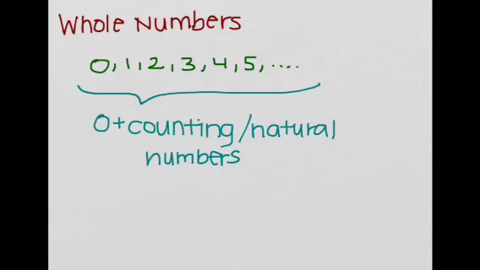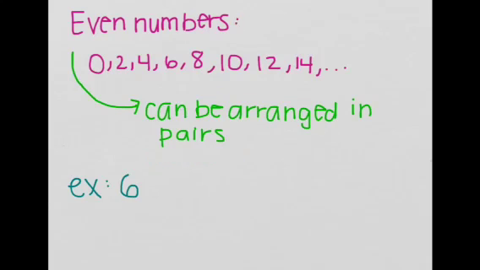Let's get started. So first let's talk about whole numbers. Whole numbers are all the counting numbers, which are 1, 2, 3, 4, 5, and so on, and 0 included. So you're just sticking a 0 in there. Now even numbers are 0, 2, 4, 6, 8, 10, 12, 14, so they're basically skipping by 2.